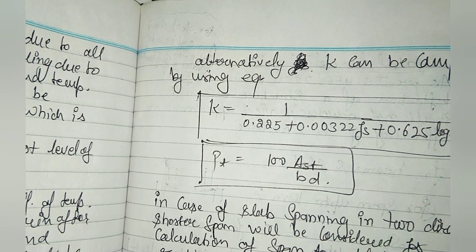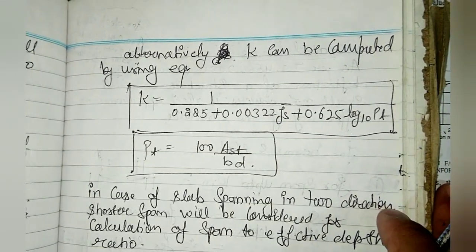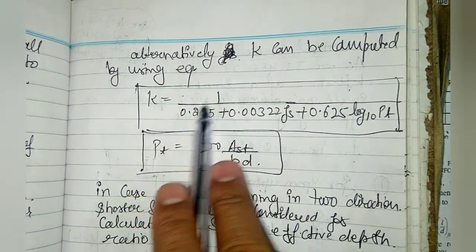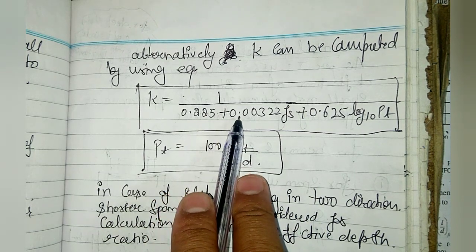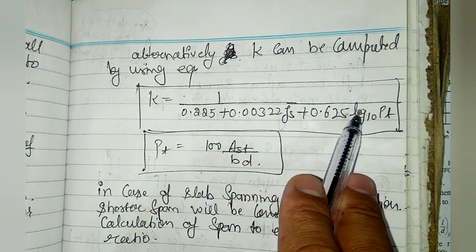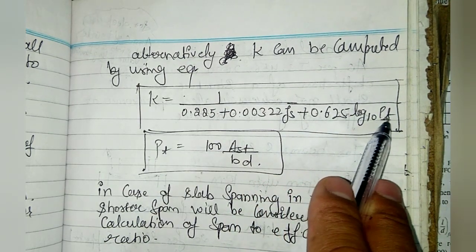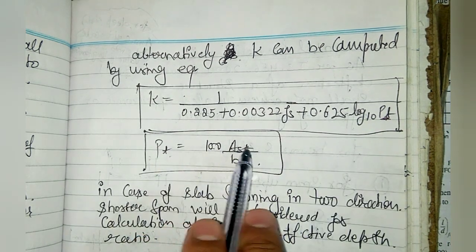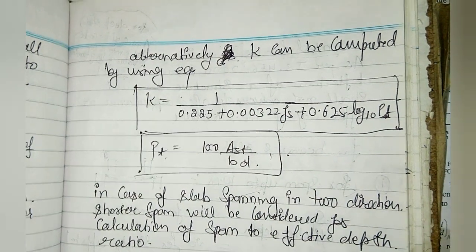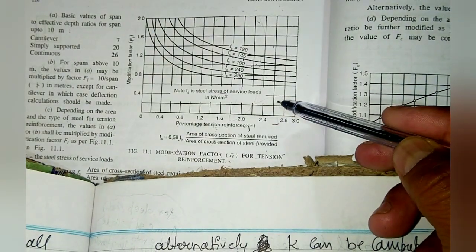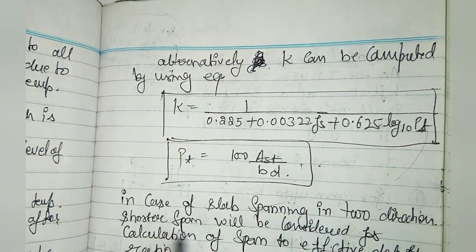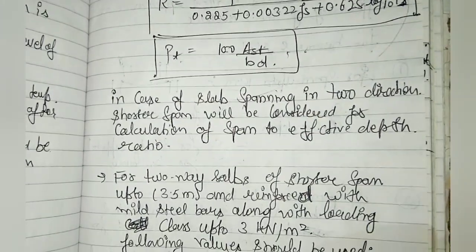Alternatively, you can calculate the value of K by using an equation, which is 1 divided by 0.225 plus 0.00322 Fs plus 0.625 log to the base 10 Pt. This is the percentage of steel, and Pt is given by 100 AST over Bd. So either you can take the value of this modification factor from this table, or you can take the value from this equation.